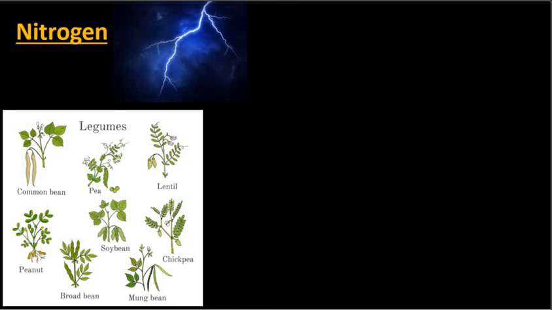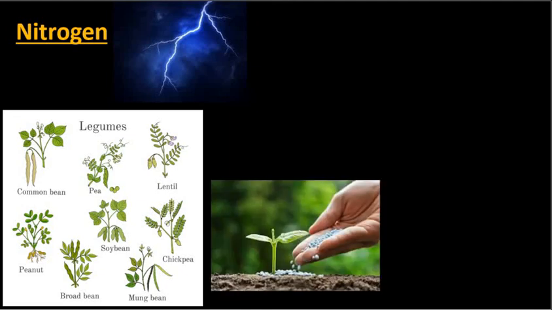Remember, to fix is to kind of change and make it usable. Also rather unusual is that when there is lightning, it changes the nitrogen and makes it into a usable form. And the rain then brings it down and puts it into the soil. It is needed for good plant growth. Therefore, it is oftentimes found in fertilizers, because not everywhere do we have these legumes. So people add fertilizers to the soil.